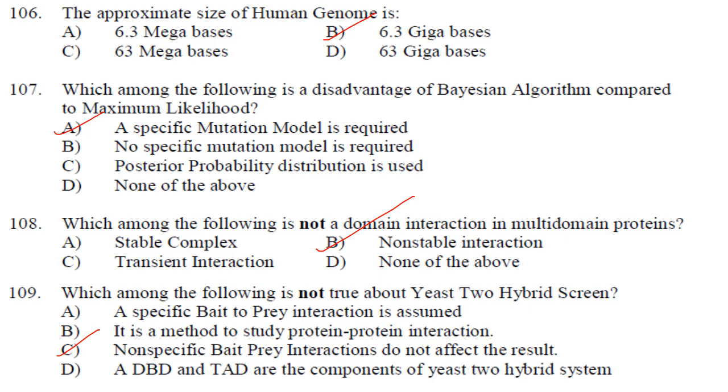Which among the following is not true for yeast 2 hybrid screen? A specific bait to prey interaction is assumed, yes. It is a method to study protein-protein interaction, yes. Non-specific bait-prey interaction do not affect the result. They affect the result. So answer is option C. The DBD is DNA binding domain and TAD is transcription activating domain are components of the yeast 2 hybrid system. Yes.